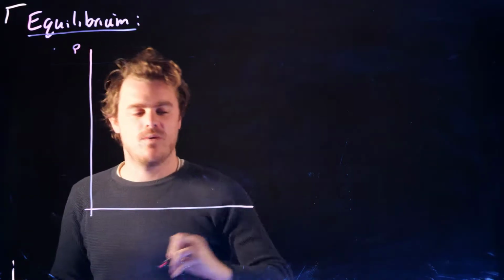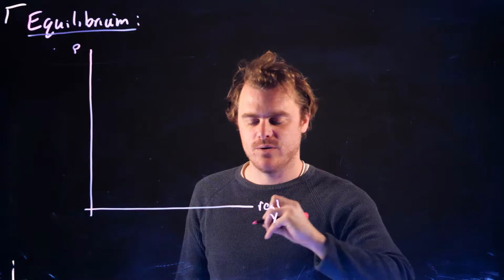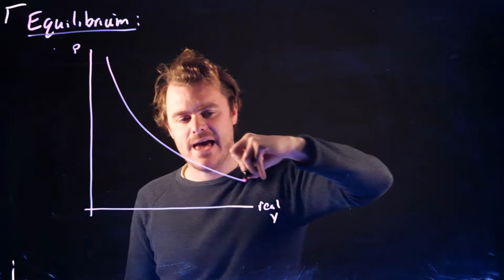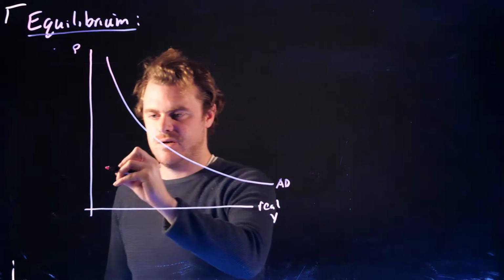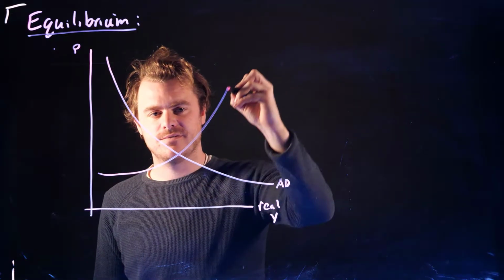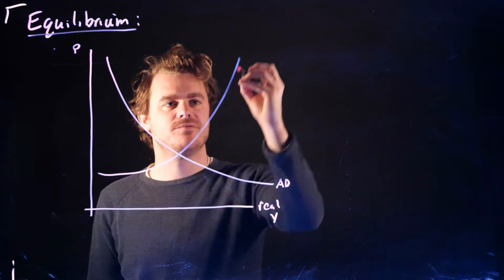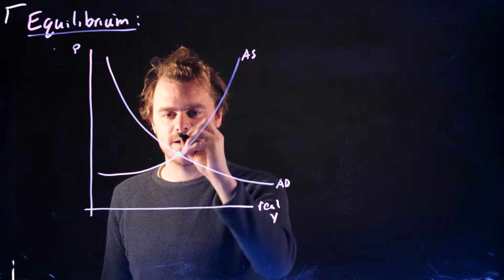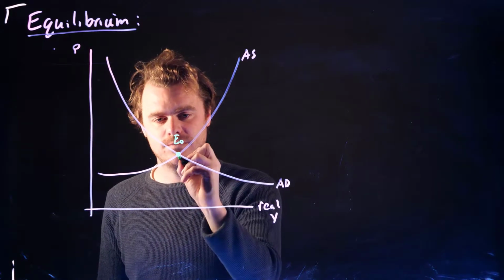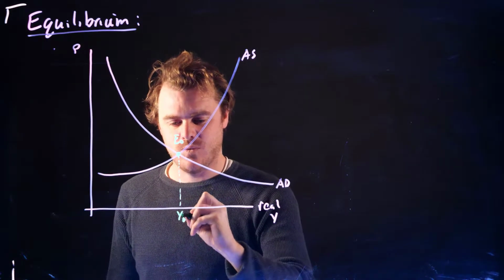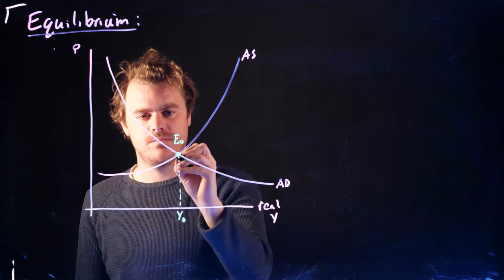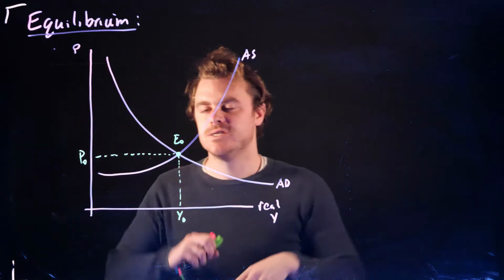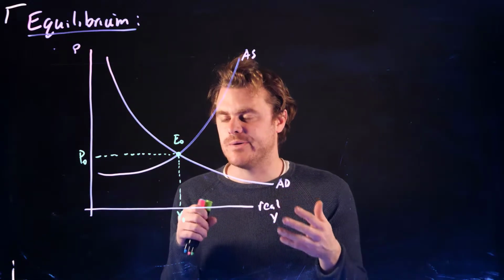Price level on the y-axis, real GDP or real Y, whatever you want to call it, on the x. We have this downward sloping aggregate demand curve. We have this upward sloping AS curve. Remember, it's relatively flat for low levels of real GDP. Where they meet is our macroeconomic equilibrium. It has a Y0 level of real income, real national income or real GDP, and a price level of P0. So here's our macroeconomic equilibrium.